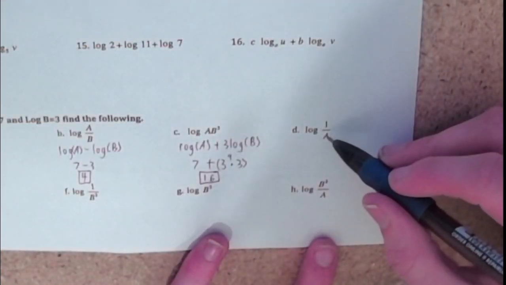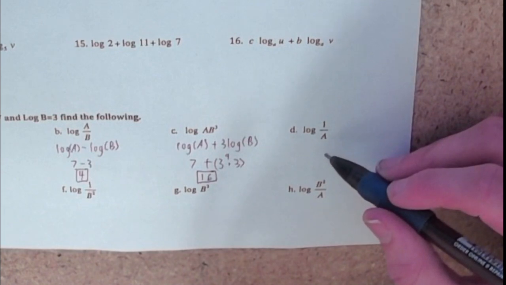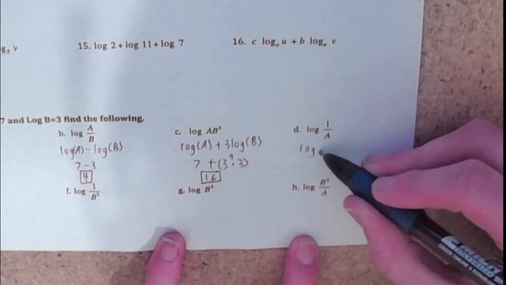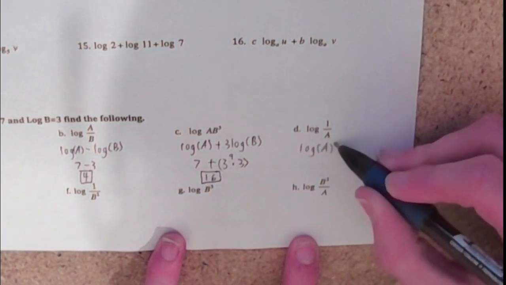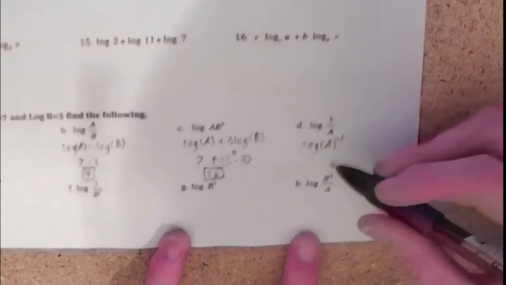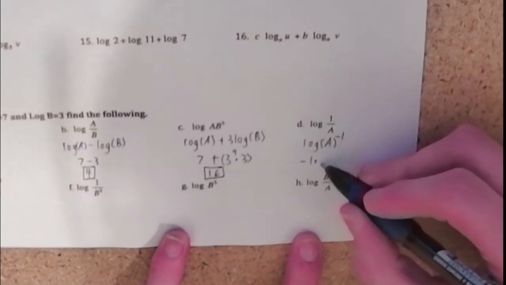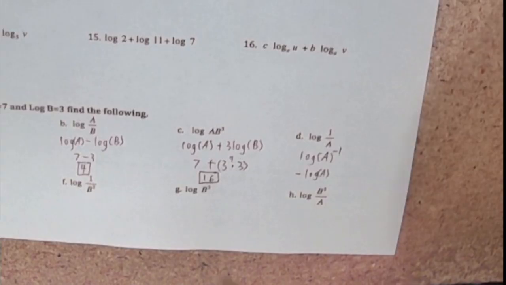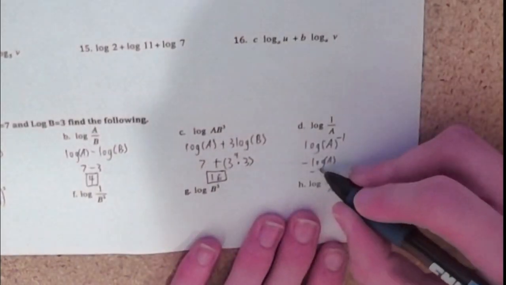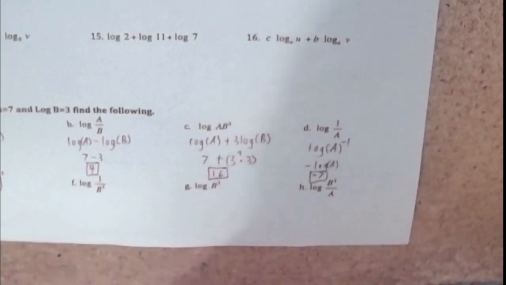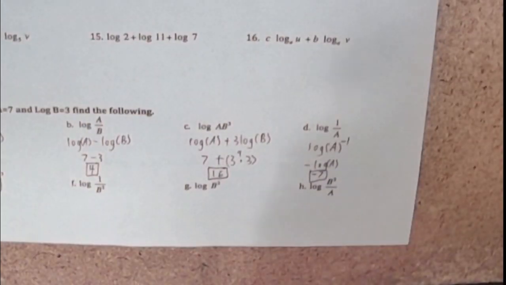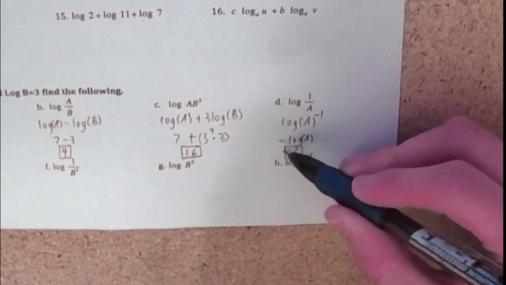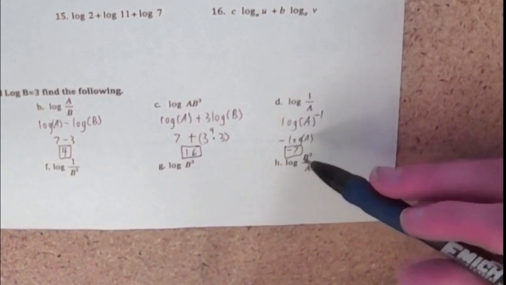Log of 1 over a, we can turn this into a log of a to the power of negative 1, which is essentially just negative, so then we're going to have the negative of that 7, which is right there.